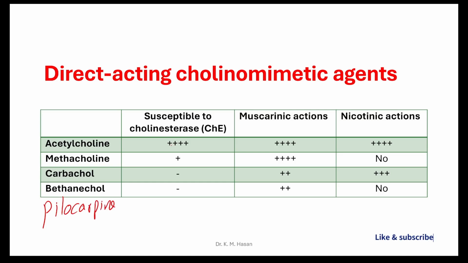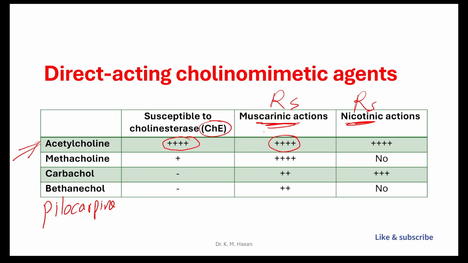So the purpose of this table is to show you the muscarinic receptor and the nicotinic receptor. Which one will affect nicotinic or muscarinic? And we have the enzyme cholinesterase. We know that acetylcholine will be metabolized by acetylcholinesterase. That's well known.